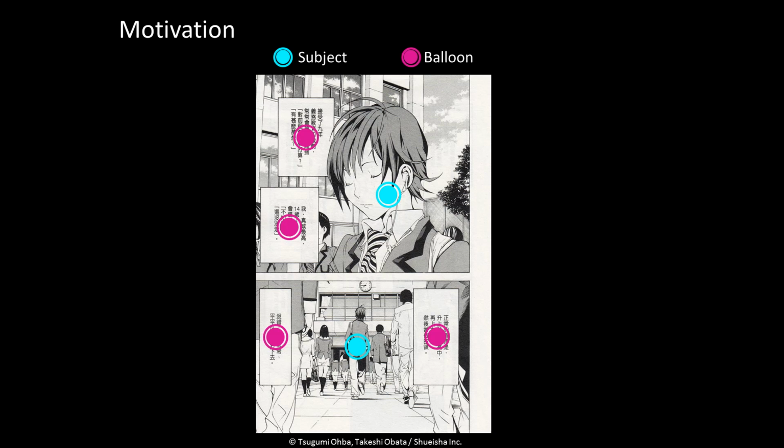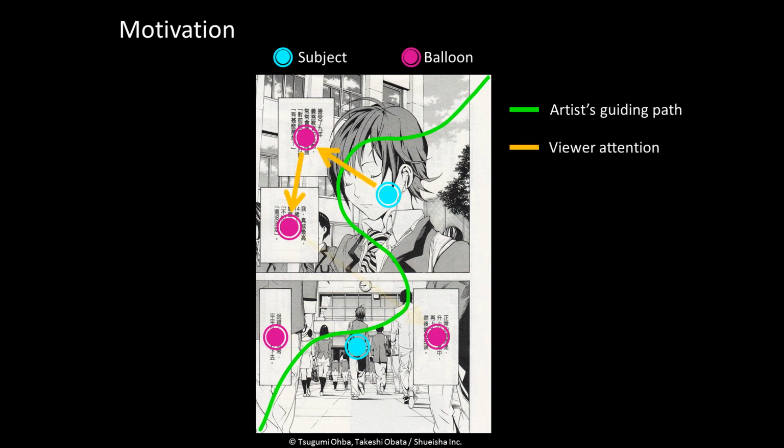To provide readers with a continuous and smooth reading experience, manga artists typically arrange subjects and balloons to guide the viewer attention through the page. We call this guiding path through the page the artist's guiding path. In this work, the goal is to create a composition that can also effectively guide the reader through all the artworks in the correct order. Note that reading order of manga is from right to left.